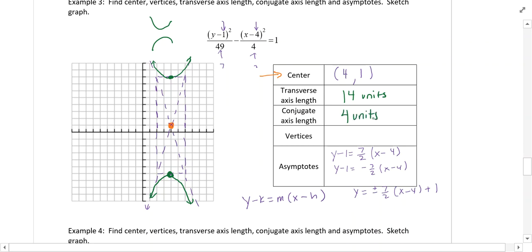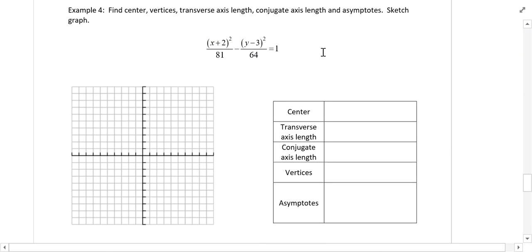Now, my vertices are not at 0, comma, plus or minus 7, because that would be if I was centered at the origin, which I'm not. My vertices are at 4, comma, 8 and 4, comma, 6. And that's this green point here and this green point here. I basically just took my y value and added 7 to it and subtracted 7 from it to find it quickly. Now, take a moment, pause the video, and try this problem.